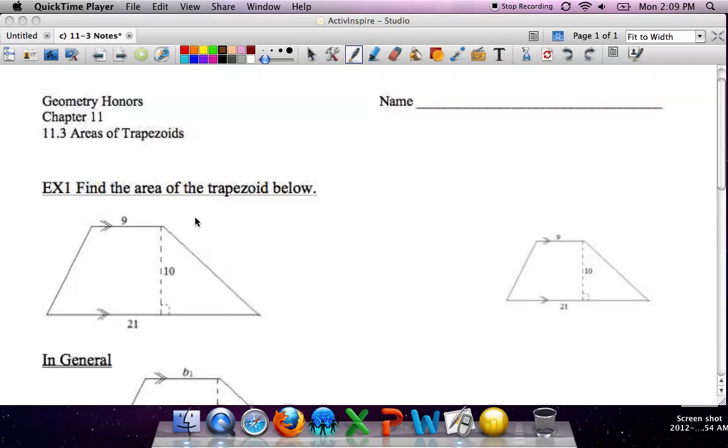11.3 area of trapezoids. Today your note sheets are slightly different than the one on this presentation, but it's very close. So the first thing we want to do is I'm going to erase this and make this an 8, because on your sheet it's an 8. The altitude, the height of this trapezoid, is 8 units high.